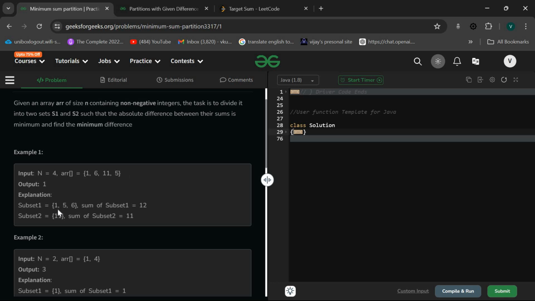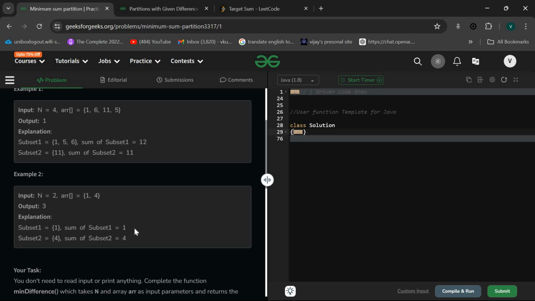So if I consider these three elements simultaneously, S1 is 12, and on the other side S2 is 11. So 12 minus 11, the minimum, is 1. We will not find any subsets whose difference is less than 1. The minimum is 1. You can check.